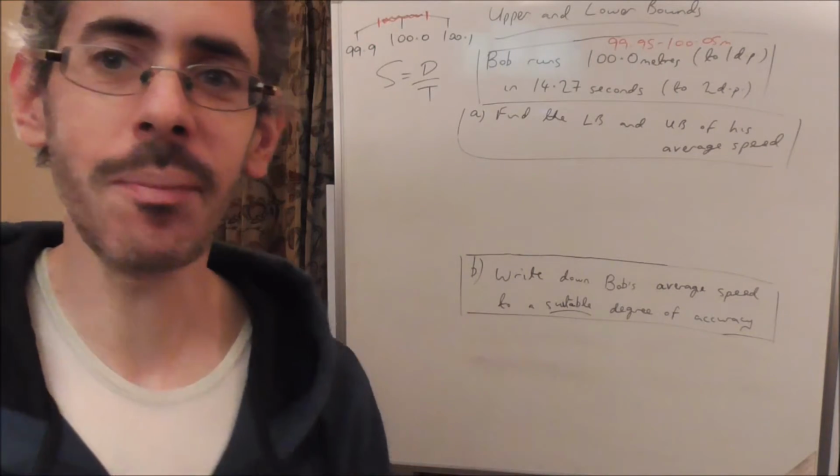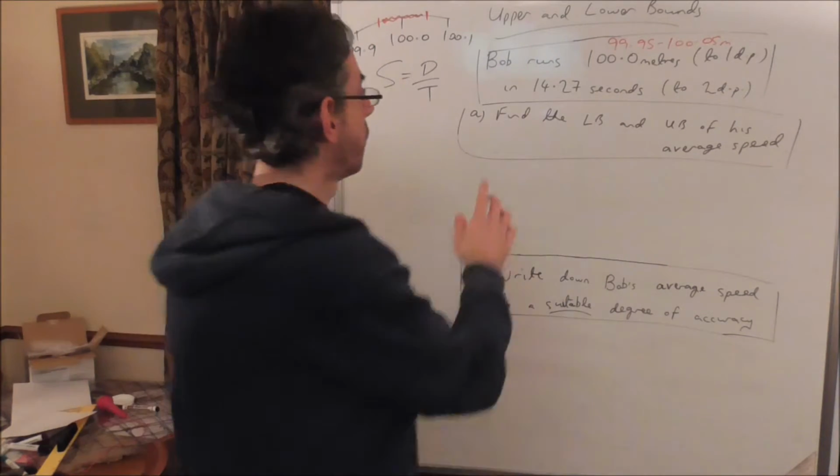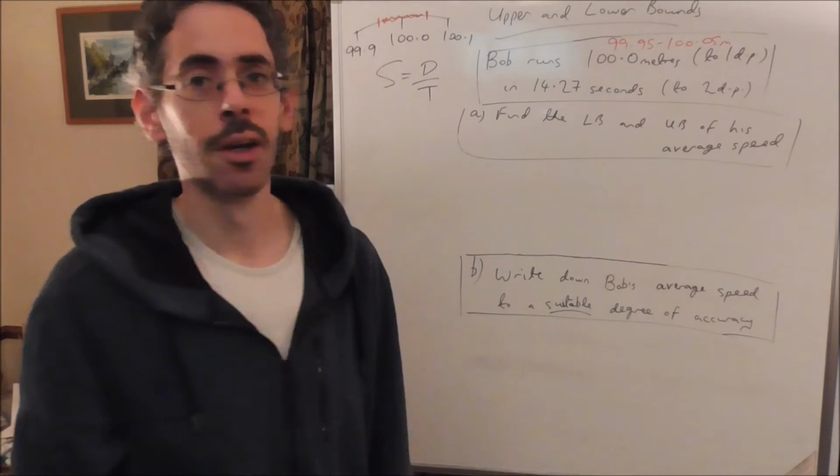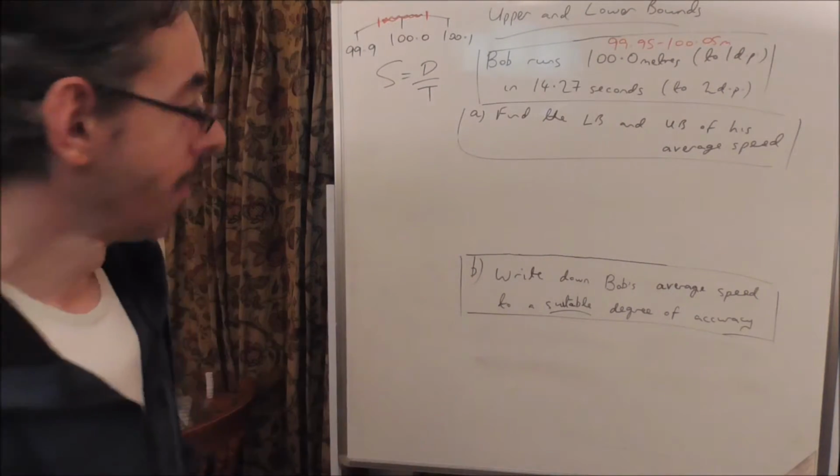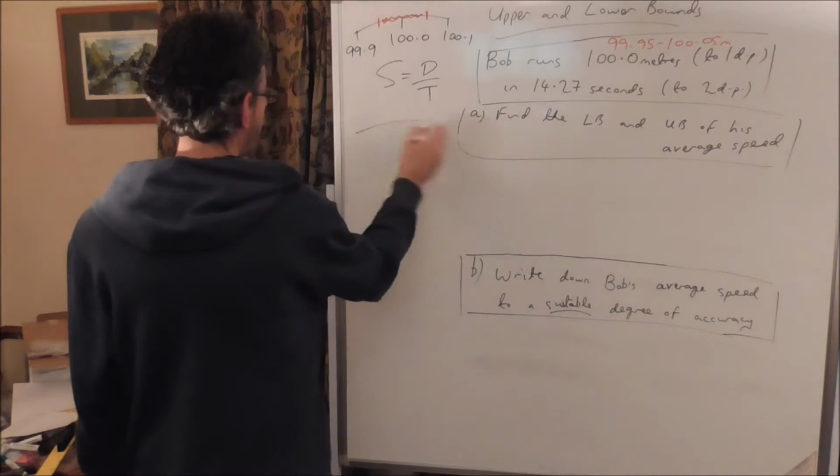Let's do the same for the time. So it's 14.27 seconds to 2 decimal places. So what do you think the lower bound is and what do you think the upper bound is for the time? Again, I'm going to do it on a number line while you're thinking about that.